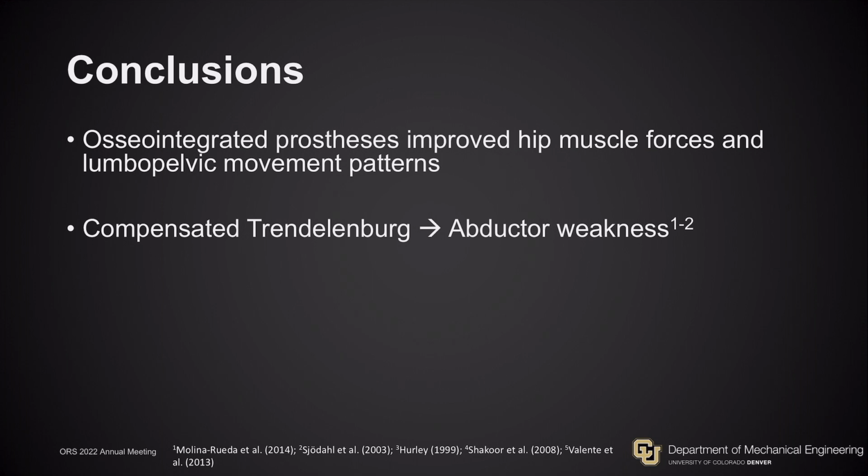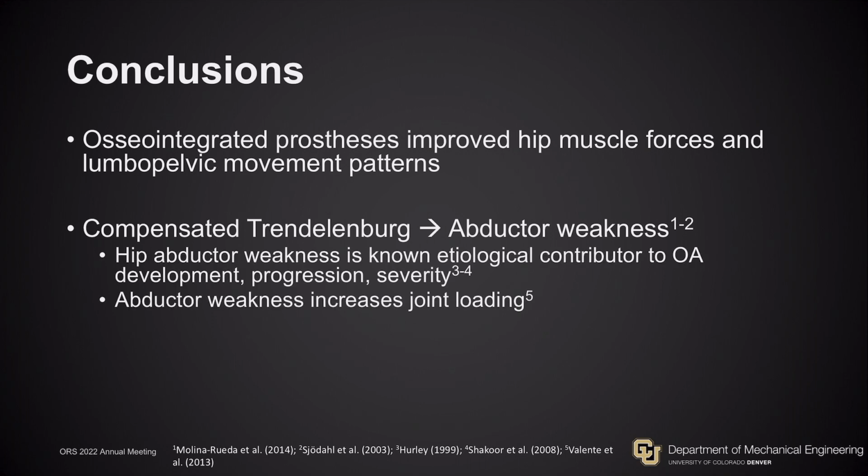It is well documented that one of the most common movement compensations adopted by patients who regularly use a socket prosthesis is the compensated Trendelenburg pattern, and this is largely attributed to abductor weakness. This is significant considering the high prevalence of abductor weakness that is found in patients with amputation who regularly use a socket. And although dynamic muscle forces are not a direct representation of muscle strength, it has been found that lowering muscle forces result in an increase in joint loading due to an inability to stabilize the joint. As such, muscle weakness is a primary mechanical contributor to OA development, progression, and severity.